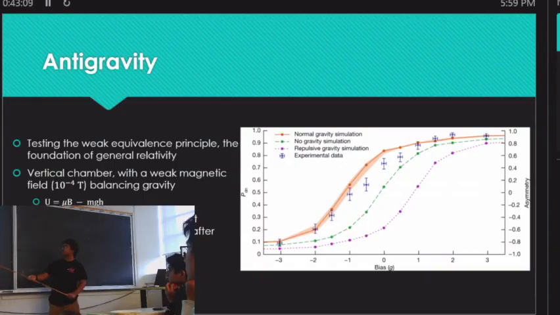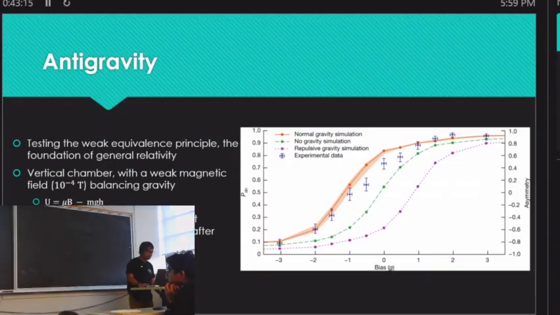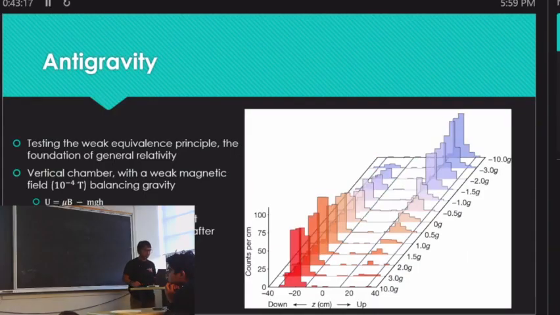And then there are other simulations. What if it fell up? What if there's no gravity? And this is the data, and you'll see what that means in a moment. There's another way of putting the data, where depending on the bias applied, you can see what the counts were for up or down. So obviously, if you canceled the gravity a lot, you get a lot of down, whereas if you do the other thing, you get the opposite. This is actually real data.